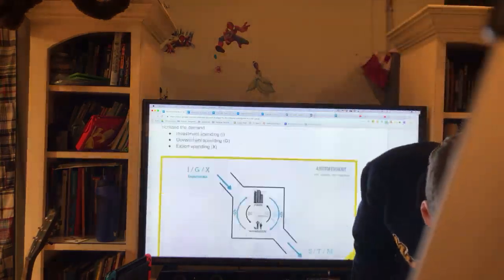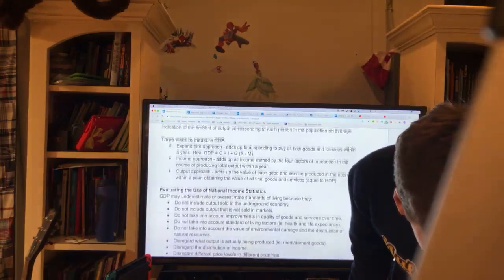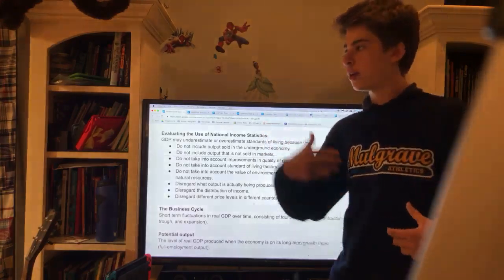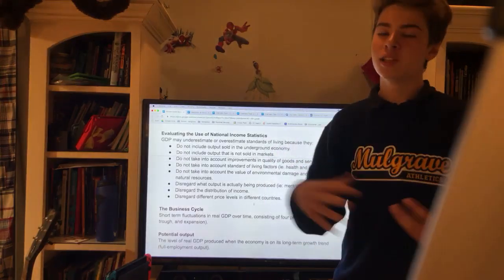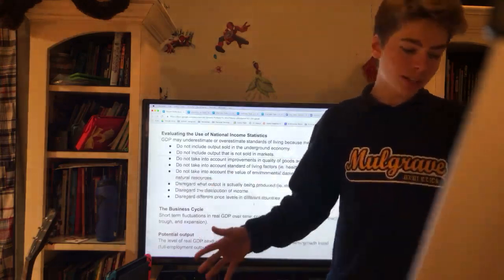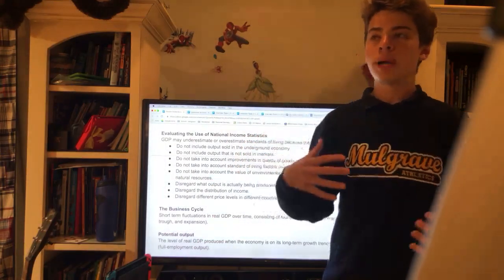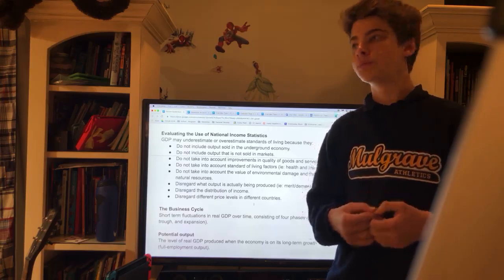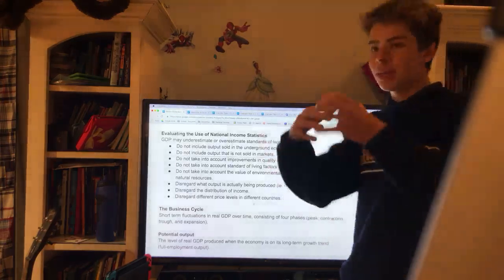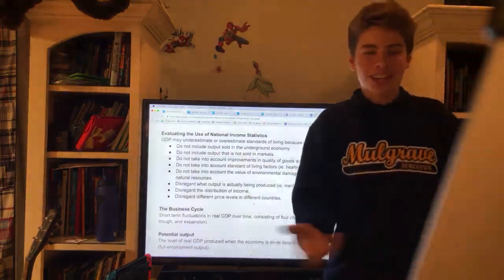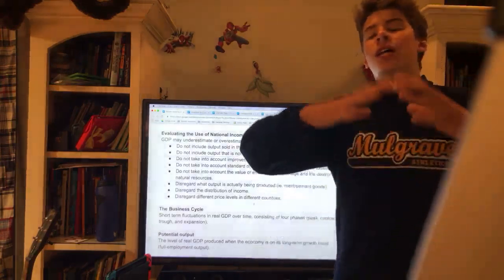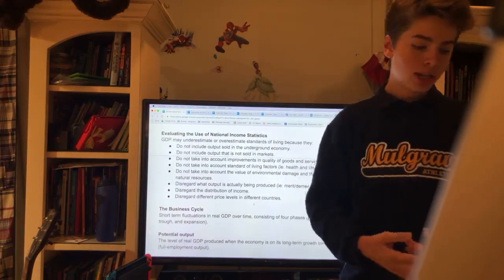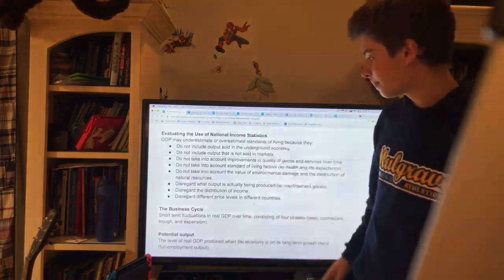So, moving on. We did GDP per capita, evaluating the use of national income statistics. GDP doesn't necessarily tell us how good of a life we're living, because as economists, we don't really care about that type of stuff. People are just a medium, I guess, to improve the economic goals and really just keep the economy growing. So we don't really care that much as economists about what people's likes are. So when it comes to GDP, it doesn't take into consideration these things.